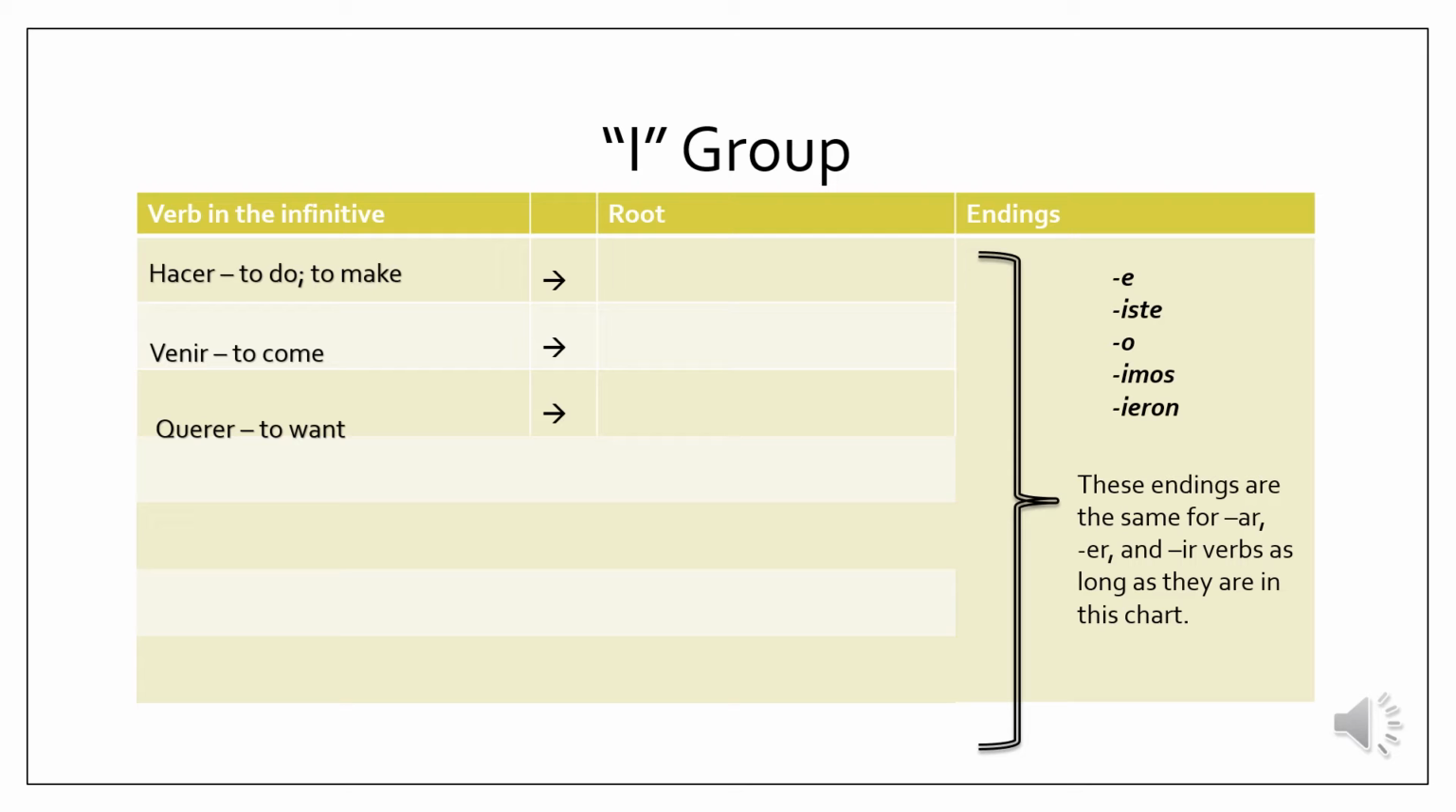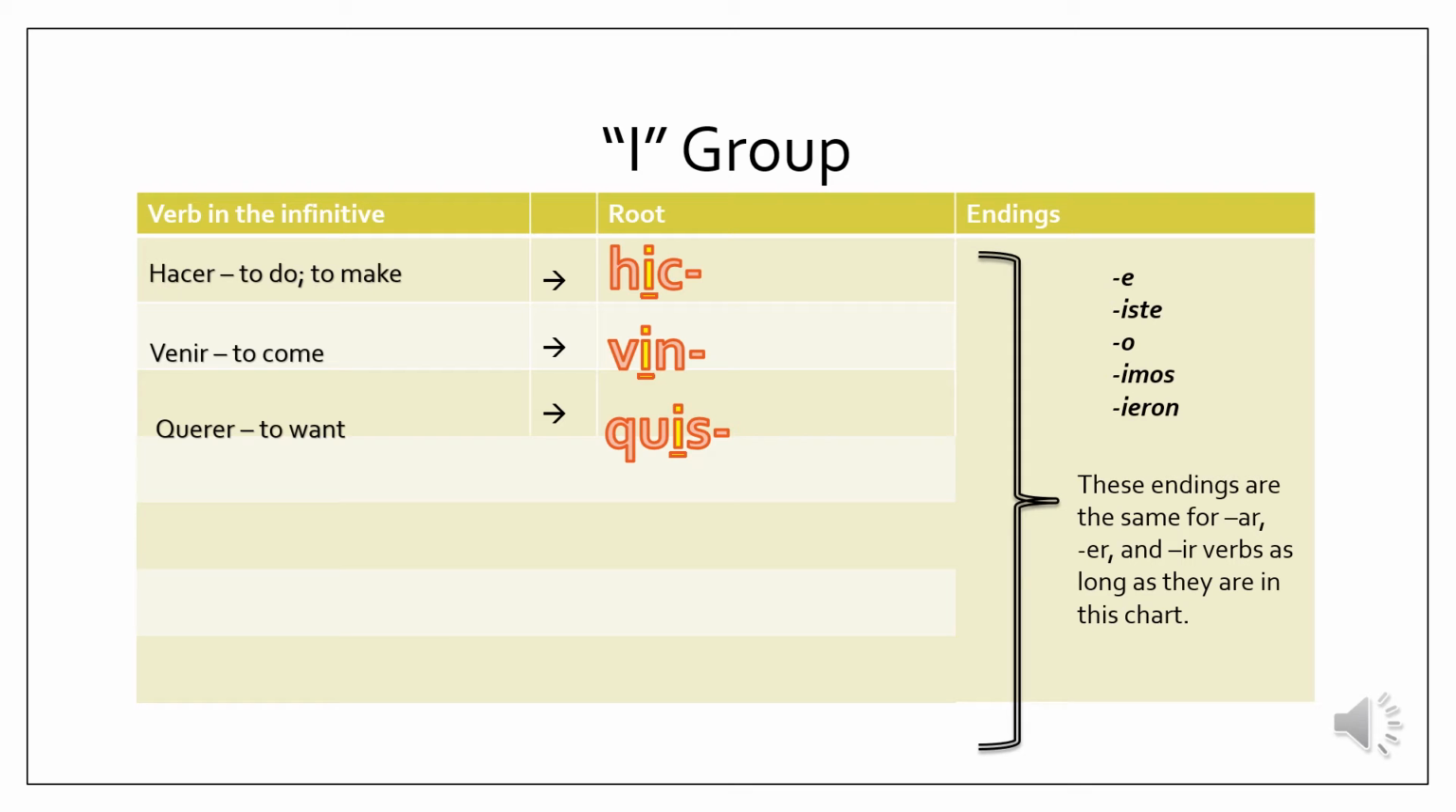Our next group of preterite irregulars is the I group, and there's only 3 verbs here: hacer, venir, and querer. And if you look to the far right in the chart, you're going to see that they use the same endings as our U group verbs did. Now these are going to add an I in. So for hacer, our root becomes hic. For venir, it becomes vin, and for querer, it becomes quis. And then you would add the endings in the right-hand column.